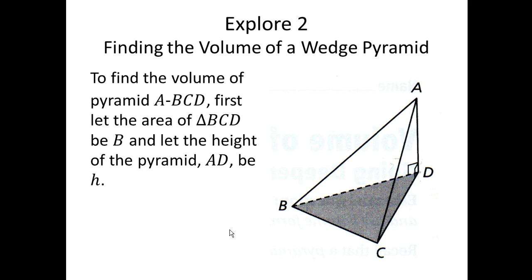Now to find the volume of this wedge pyramid A-BCD, we first let the area of the base BCD be represented by the symbol B. And we're going to let the height of the pyramid, AD, be H.